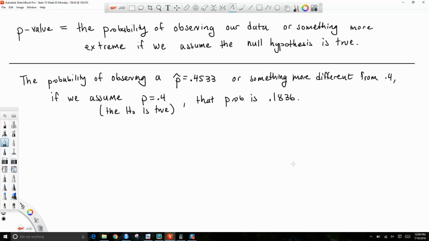And then I said 0.1836 seems large to me, okay? Or we'll say is large or is not small. And what we mean by is large or is not small is that it's not an amount we can ignore, okay? It is not small enough for us to ignore.